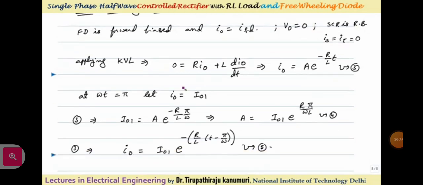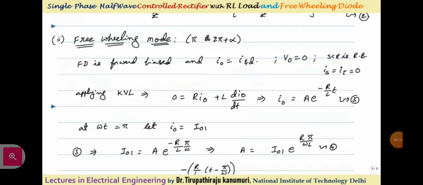Now applying KVL, because we know the output voltage is equal to 0, this will be equal to R into output current plus L into di0 by dt. From this, because we derived it in the last section, I am directly writing i0 is equal to A e to the power of minus R by L into t. I have to derive the value of A in this mode. We know that at omega t is equal to pi, let us take the output current to be I01. I substitute this I01 here and substitute t is equal to pi by omega, and I got the value of A. When you substitute it, you will get the output current i0 equal to I01 into e to the power of minus R by L into (t minus pi by omega). That means after this instant it will go on decaying.